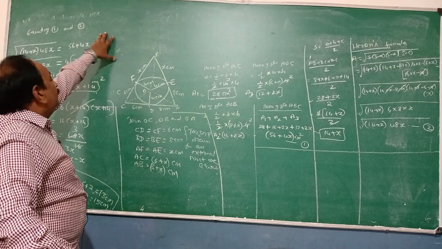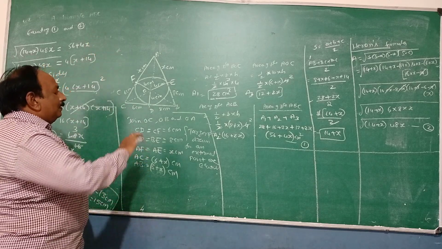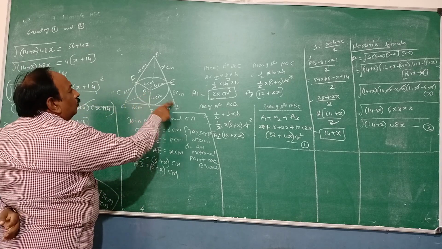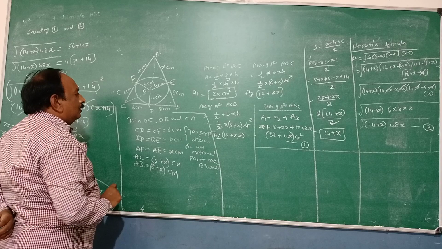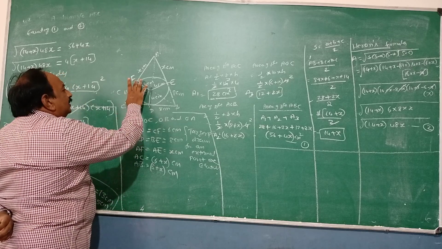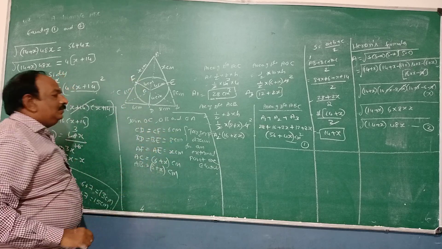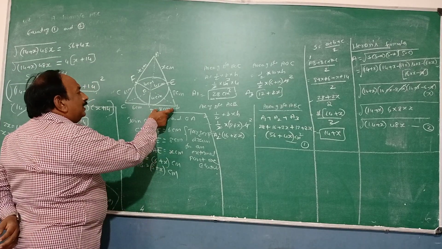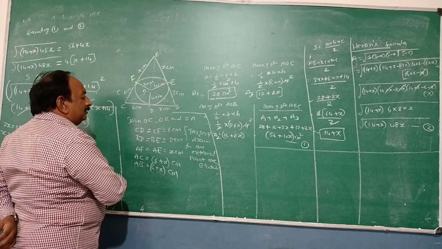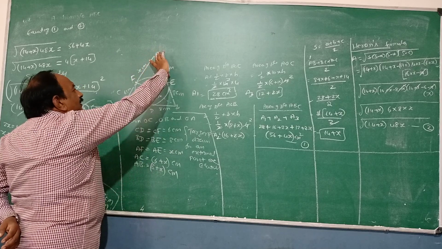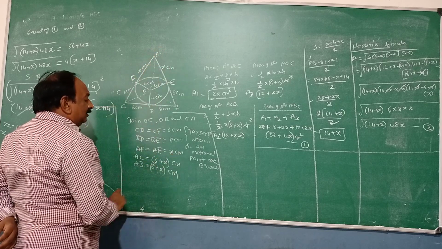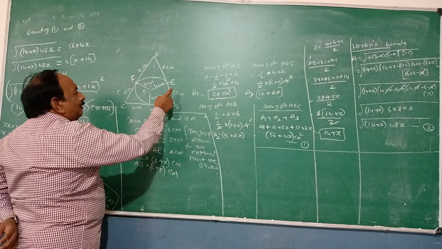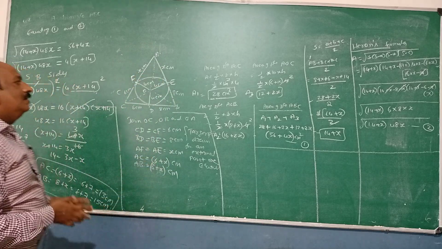We have already worked out the problem. Don't take tension. Join OC, OB and OA. Here CD is equal to CF, 6 centimeter. Then BD is equal to BE, 8 centimeter. AF is equal to AE is equal to x centimeter. What is AC? 6 plus x. What is AB? 8 plus x centimeter.